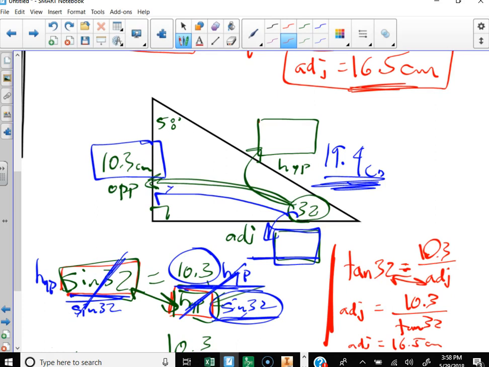Give the problems that I gave you a shot. In the next video, we're going to look at what if they give you a couple sides but don't give you any angles, how we use something called inverse trig functions, inverse tangent, inverse sine, inverse cosine, to find angles. But that's coming up in the next video.